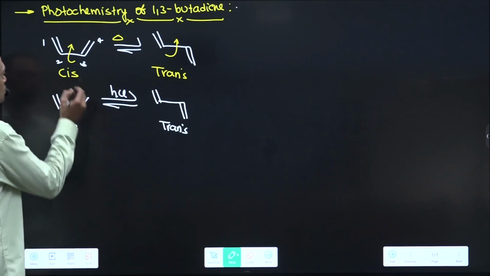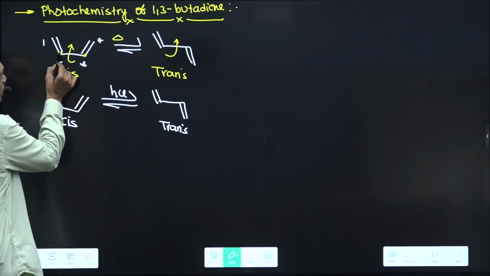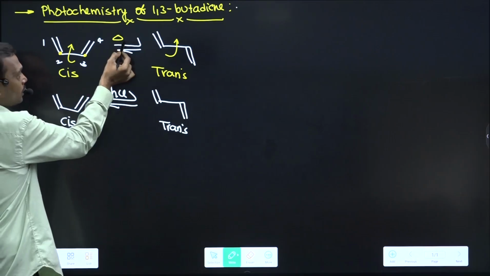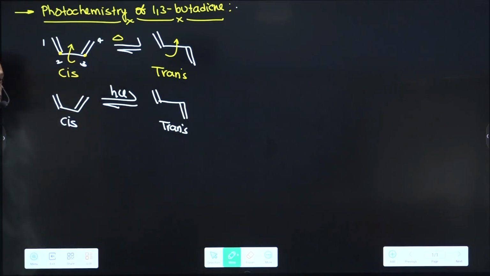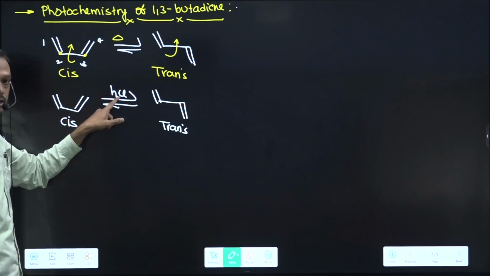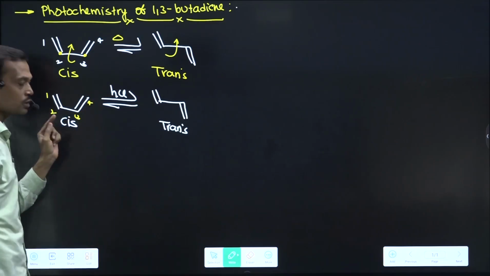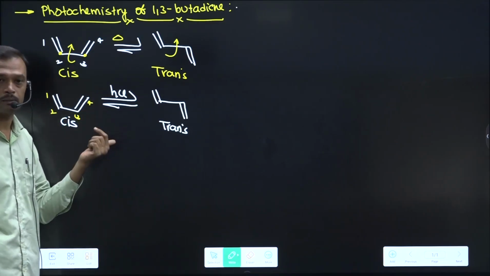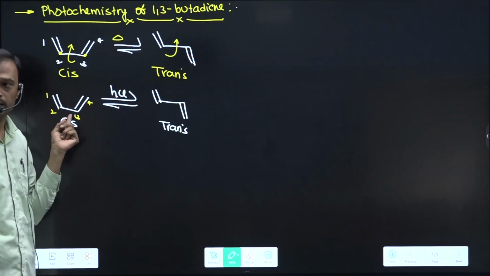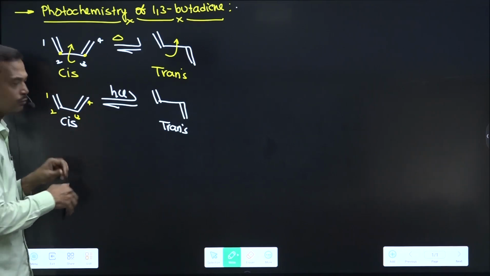Remember, this is called C2 carbon and this is called C3 carbon. C2 and C3 carbon have a single bond. So thermally we can rotate this C-C bond. But if you irradiate with suitable light, C2, C3 carry double bond character when you excite them. When they get double bond character, this double bond is unable to rotate. So that's why photochemically not possible.